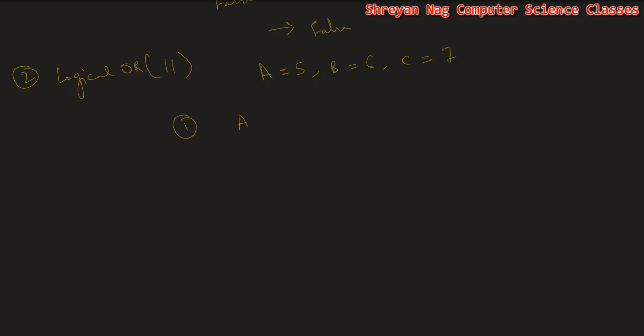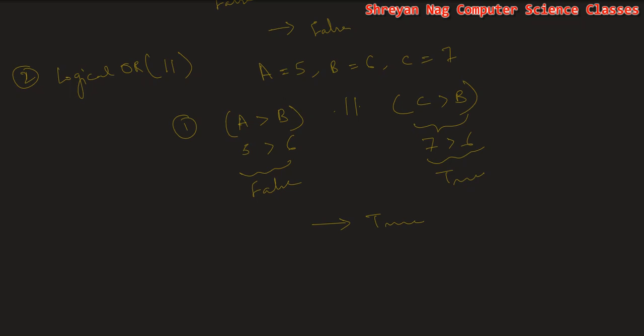If A greater than B, and C greater than B. So we can see in the first case that we will use the OR operator. So A greater than B is 5 greater than 6, so it is false. In the second condition, we are seeing that 7 is greater than 6, so it is definitely true, so the output will be true.